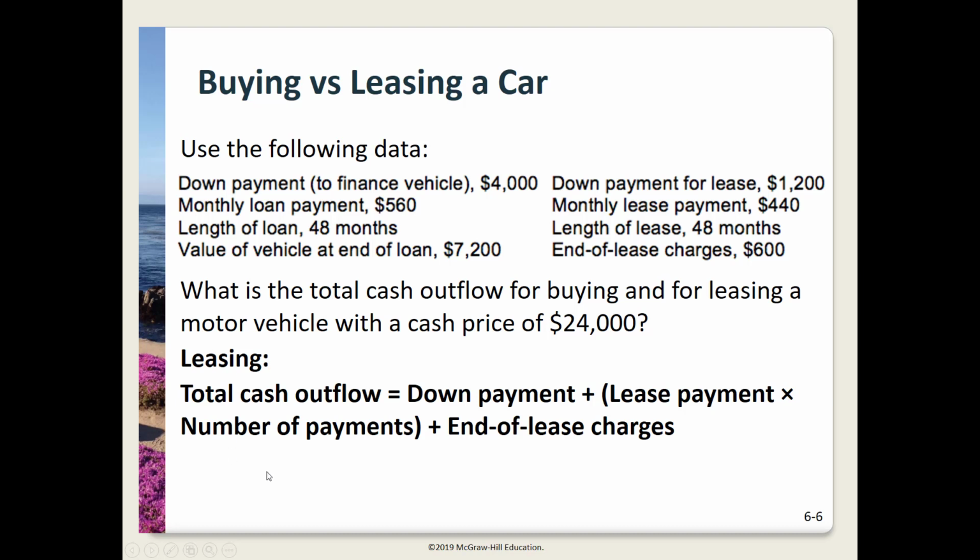What about leasing? Here's our formula for leasing for our total cash outflow. We'll take our down payment plus, in parentheses, our lease payment times the number of payments, plus any end of lease charges. That means these are additional costs that we have to pay after we return the car. So our down payment is the $1,200 plus my lease payment of $440 times the 48 months, plus the $600 end of lease charges. Putting all that into my calculator, we get $22,920. So between the two options of buying or leasing, leasing is the lower total cash outflow. So we would recommend to lease the vehicle.